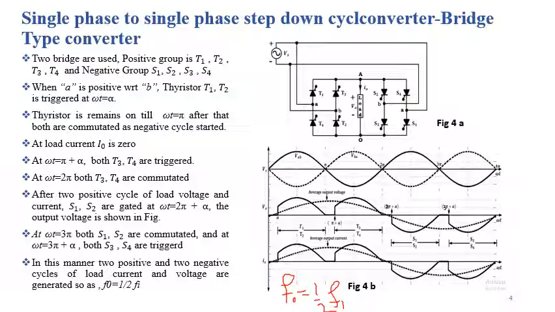So for the positive half cycle of the input supply, we know that in figure 4a the SCRs from T1 to T4 belong to the positive group, and the SCRs from S1 to S4 belong to the negative group. For the positive half cycle of the input supply, we have polarity at the input side like this. Point A is positive and point B is negative. So at omega t equal to alpha, we trigger SCRs T1 and T2, and the current starts flowing through these devices like this, which is the path of load current, and we are getting the output voltage like this and the output current like this.